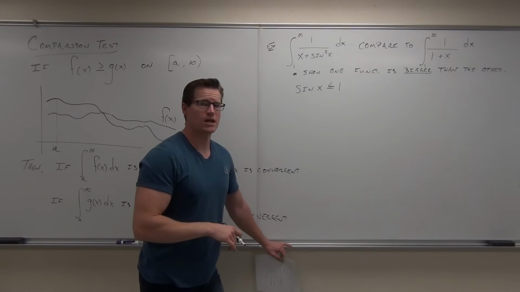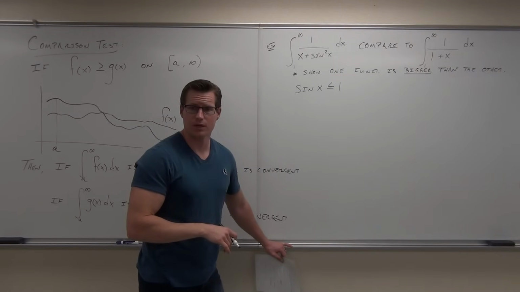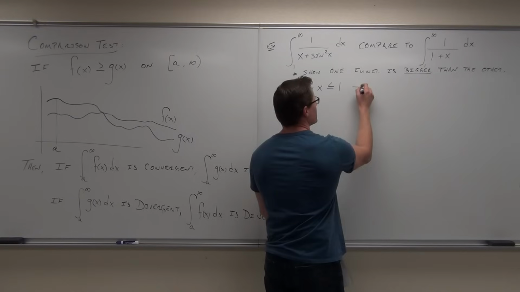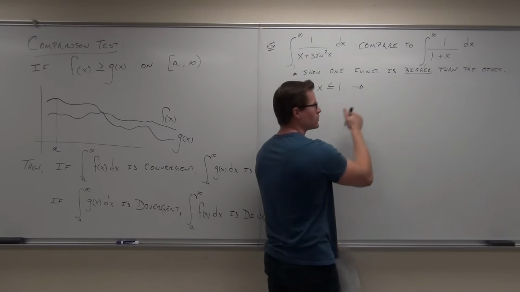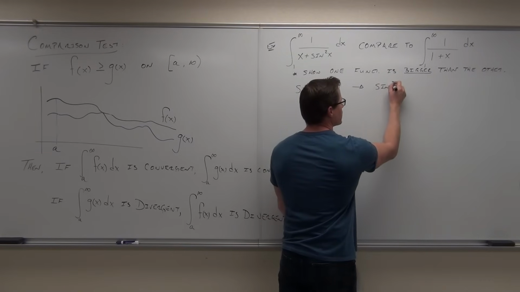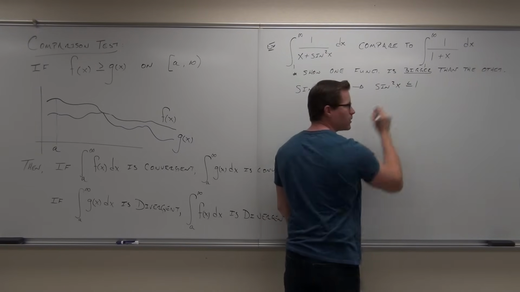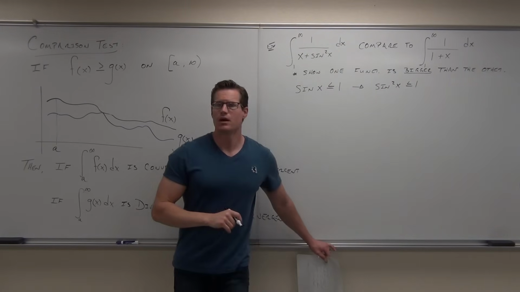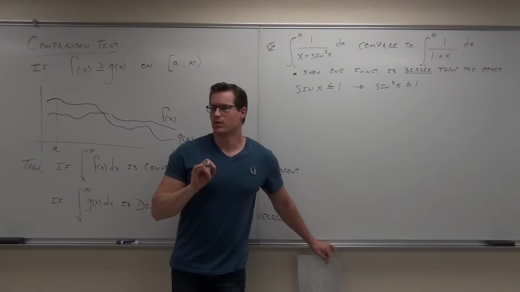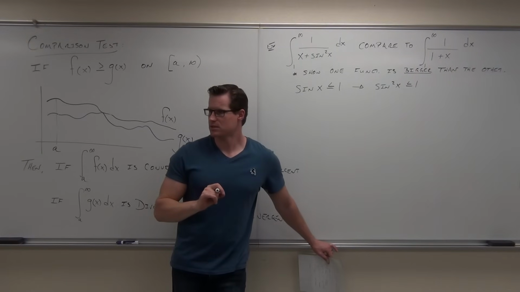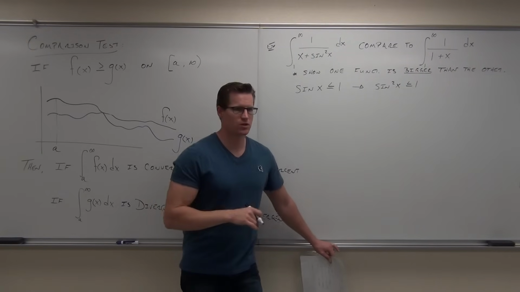If I square both sides of this inequality, it should not change that inequality. So what this implies is that if sine x is always less than or equal to 1, then sine squared x is also less than or equal to 1. When I square a number less than or equal to 1, it gives you a number less than or equal to 1. Does that make sense to you? Cool, okay. You sure you're okay with that one, right?